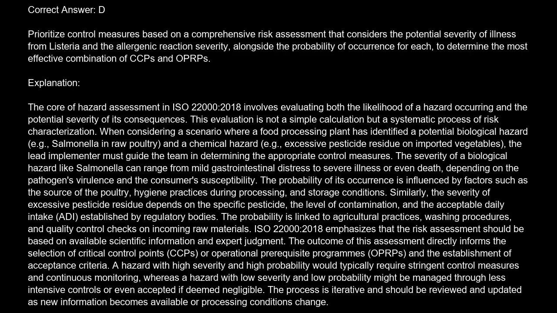ISO 22000-2018 emphasizes that the risk assessment should be based on available scientific information and expert judgment. The outcome of this assessment directly informs the selection of critical control points, CCP, or operational prerequisite programs, OPP, and the establishment of acceptance criteria. A hazard with high severity and high probability would typically require stringent control measures and continuous monitoring, whereas a hazard with low severity and low probability might be managed through less intensive controls or even accepted if deemed negligible. The process is iterative and should be reviewed and updated as new information becomes available or processing conditions change.